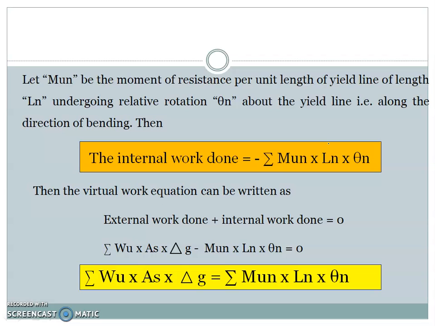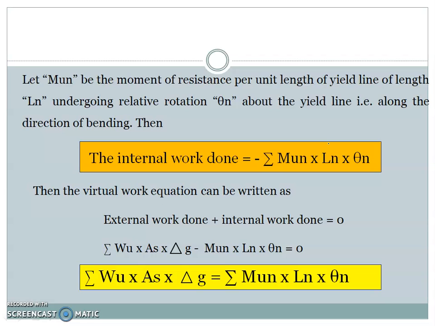So let MUN be the moment of resistance per unit length of yield line of length Ln, undergoing relative rotation of theta n. When there is a moment, that length has to be considered, for which that moment of resistance is acting. And because of the moment, there will be rotations at the support. So we need to consider rotation, that is theta n, about the yield line, that is along the direction of bending.